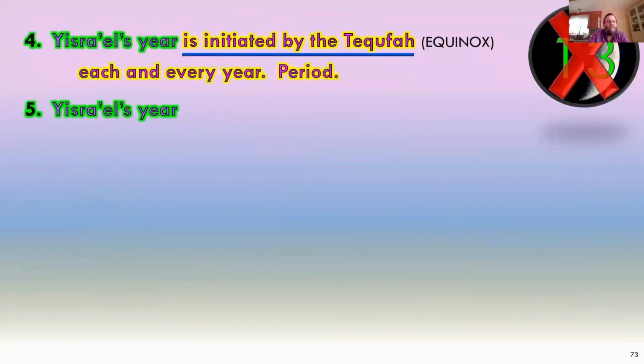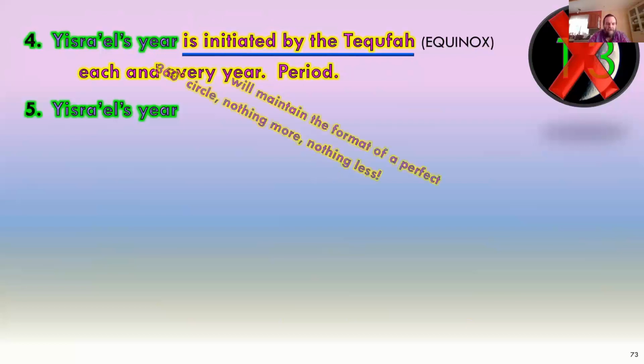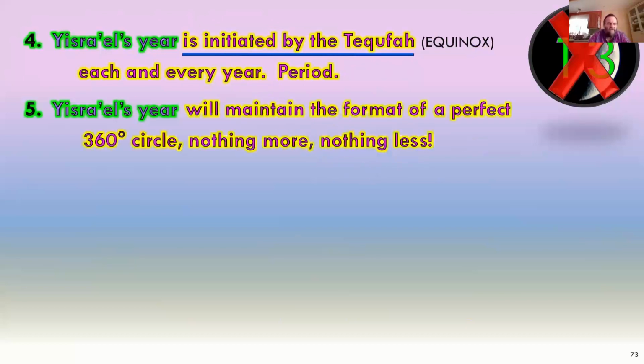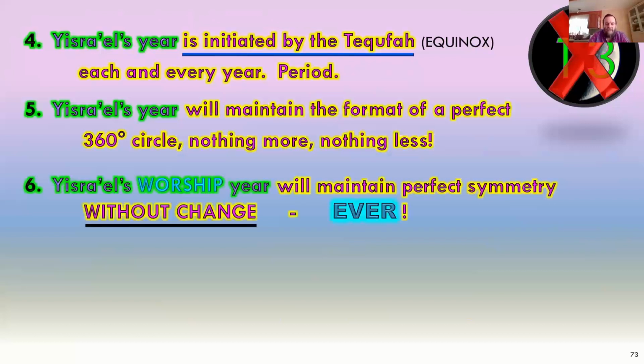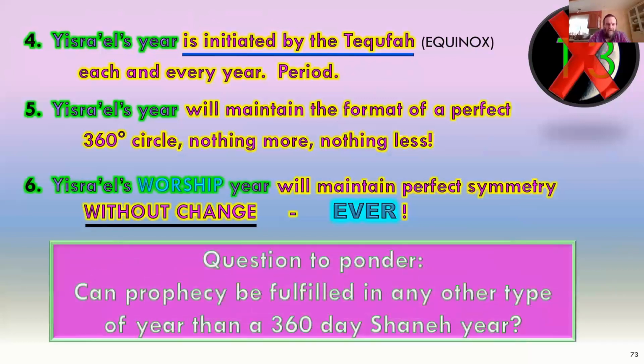Number 4, Yisrael's year is initiated by the Tequfah, or equinox, each and every year, period. Number 5, Yisrael's year will maintain the format of a perfect 360-degree circle, nothing more, nothing less. Number 6, Yisrael's worship year will maintain perfect symmetry without change ever.